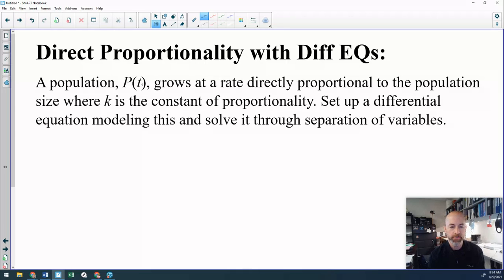A population, P of t, grows at a rate directly proportional. So there's the key phrase, grows at a rate, and the rate is directly proportional to the population itself, or to the population size. They define k to be the constant of proportionality. And then we want to set up a differential equation that models this, and we'll solve the differential equation to get an equation for the actual population rather than the rate of change.